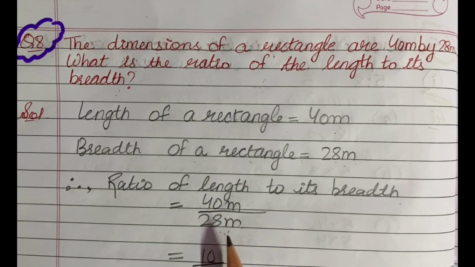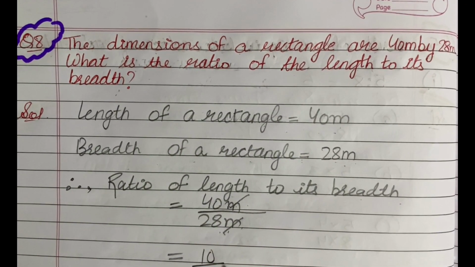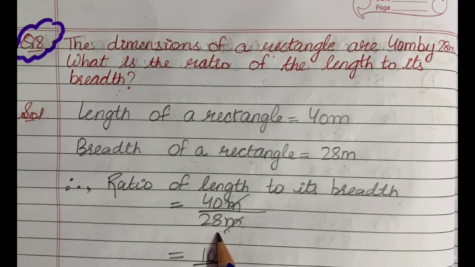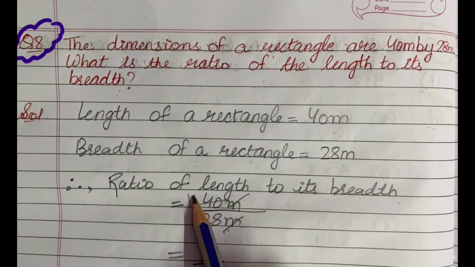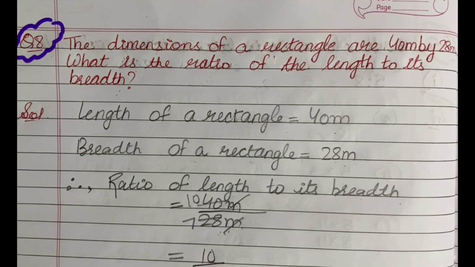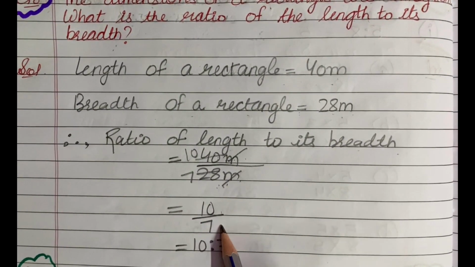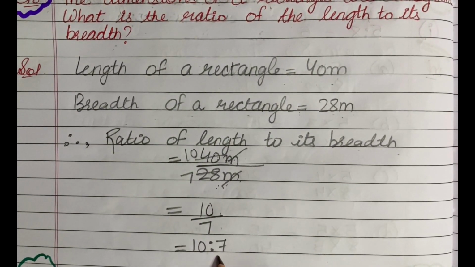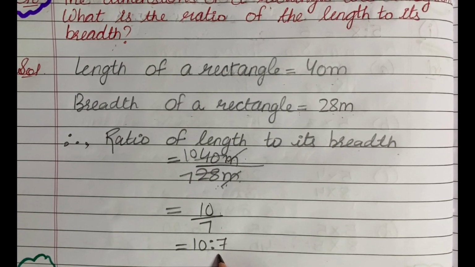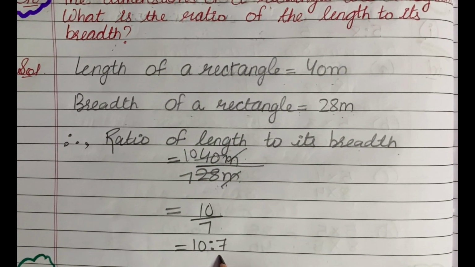Now on solving this, meter and meter will be cancelled out, and 40 and 28 will be cancelled out. 4 tens are 40, 4 sevens are 28, and on solving it we will get 10 by 7, and 10 by 7 is equals to 10 ratio 7. Hopefully it is clear to you.